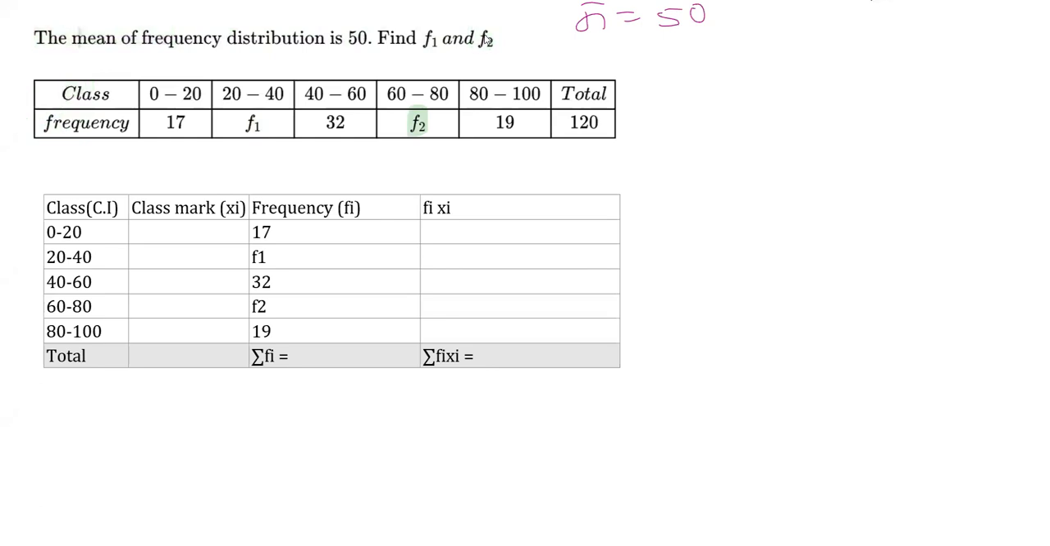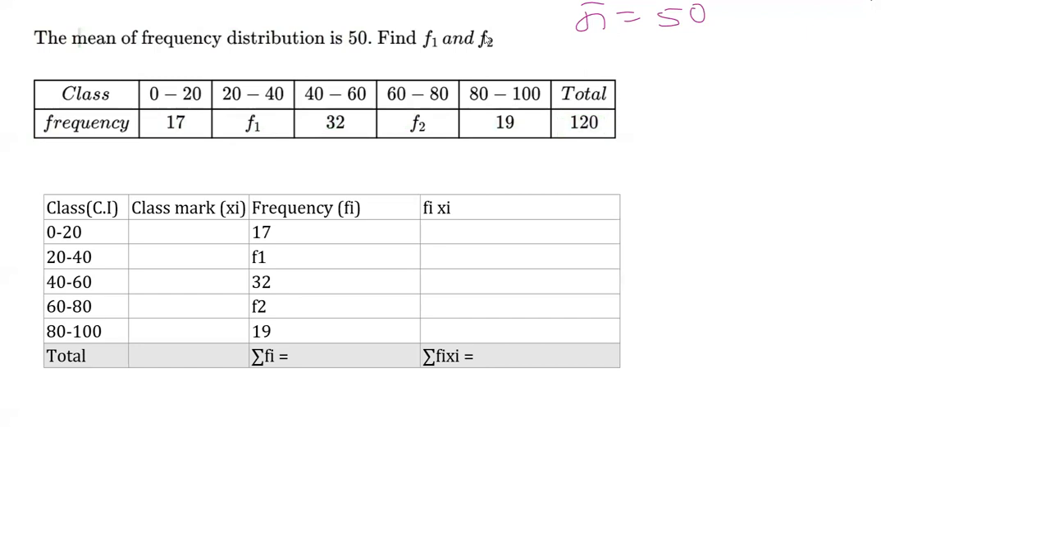Moreover, we also know the sum of these frequencies. So this is 17 plus F1 plus 32 plus F2 plus 19, which should be a total of 120. For that, as you can see, I have made 4 columns. First is the class interval, copying from here. Then the midpoint, that is the class mark. Then we have the frequencies denoted by Fi. And finally, the product of Fi and Xi. So we'll start by writing these values.